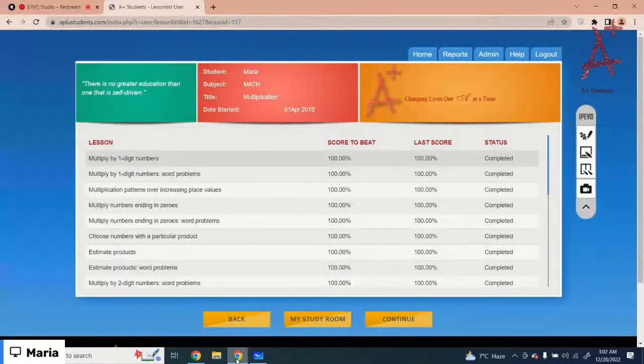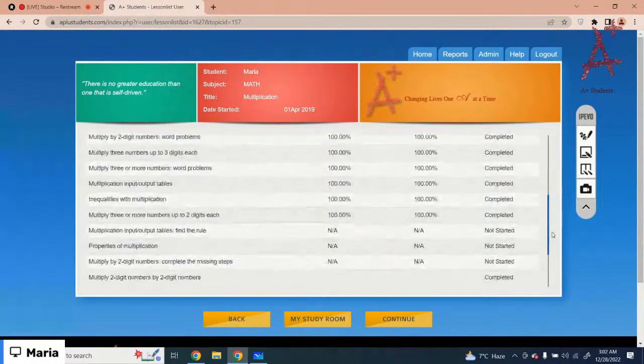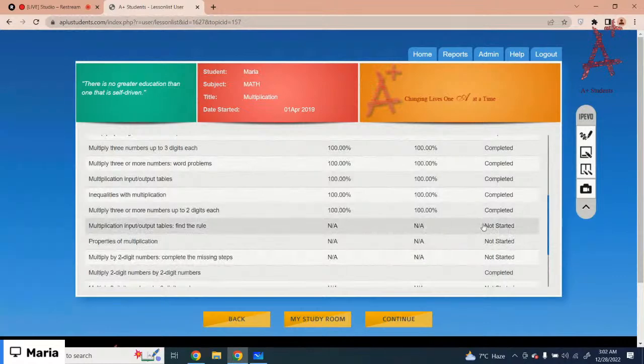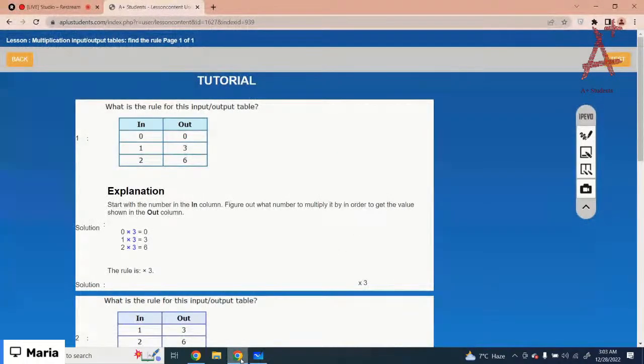Okay, here I'm on grade 5 maths. The chapter name is multiplication, and we're going to start with the lesson. Here is the lesson: multiplication input output tables, find the rule. Okay, let's just start with the lesson. Okay, here I'm on the lesson.